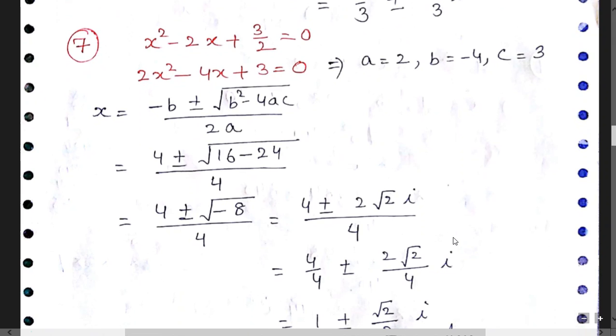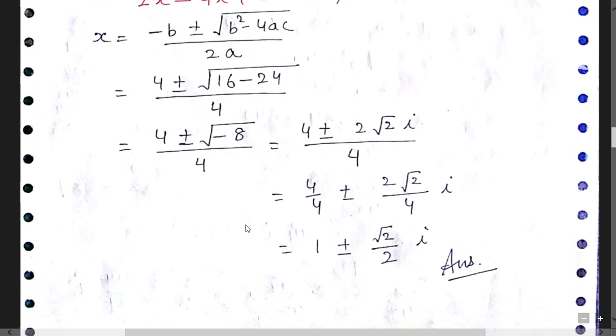Similar is the case in question number 7. I think you can easily calculate this question. First step, take LCM again. 2x squared minus 4x plus 3 is equal to 0. It means the value of a is 2, b is equal to minus 4 and c is equal to 3. Insert these values in the formula. You will get 4 plus minus square root of 16 minus 24, divided by 4. 16 minus 24 can be written as minus 8. And 8 can be written as 2 into square root 2. Now split the terms, you will easily find out the answer.